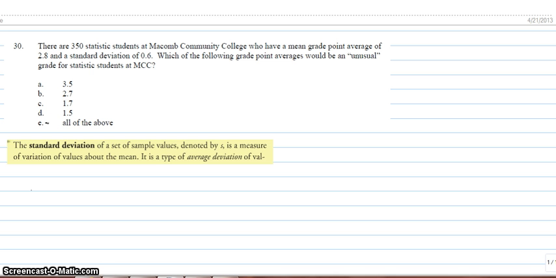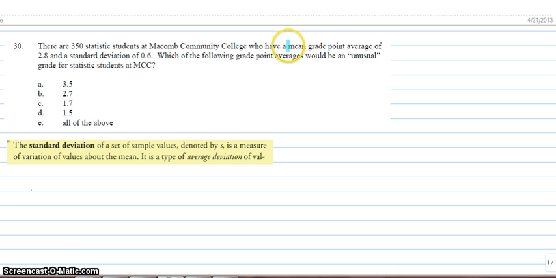Before we begin to solve this problem, let's review the definition of standard deviation. The standard deviation of a set of sample values is a measure of variation of values about the mean. In this case, the farther or higher the value from the mean, the more unusual it's going to be. Let's look at the problem.